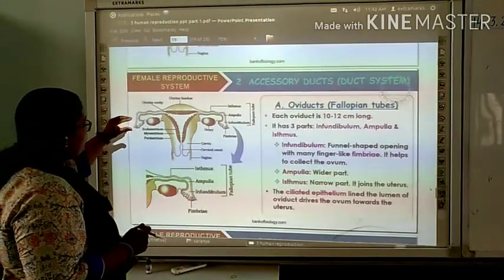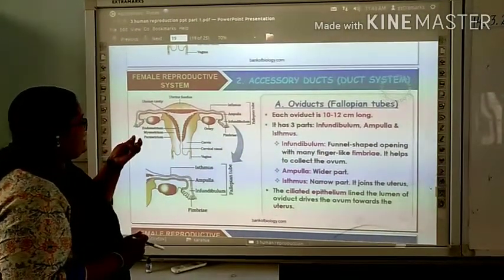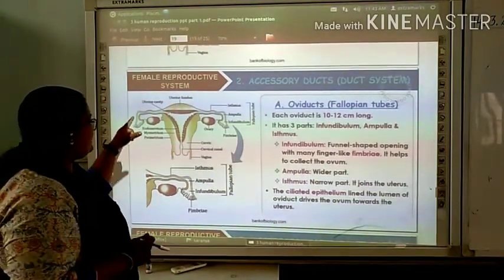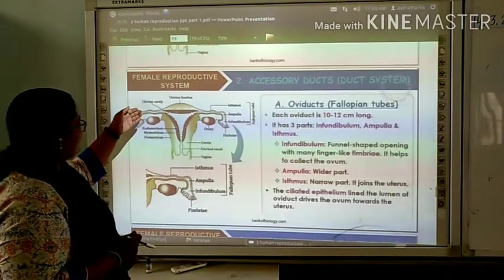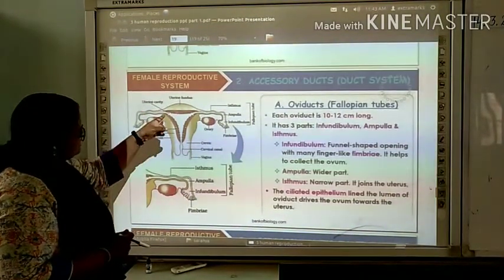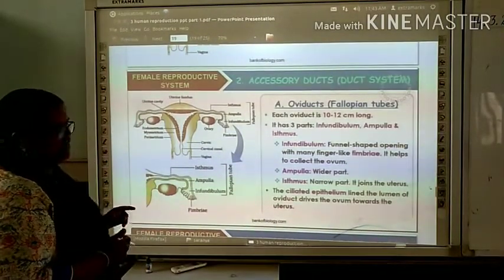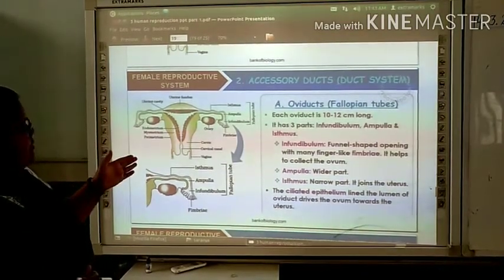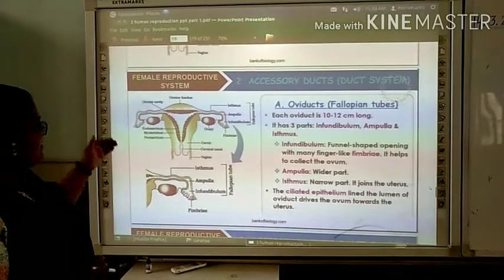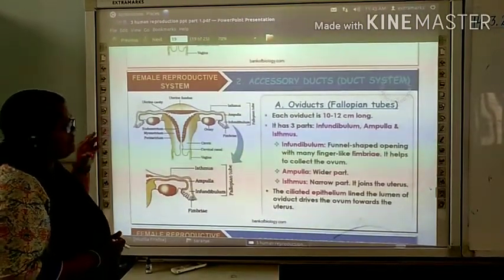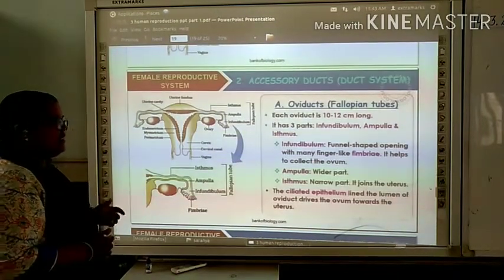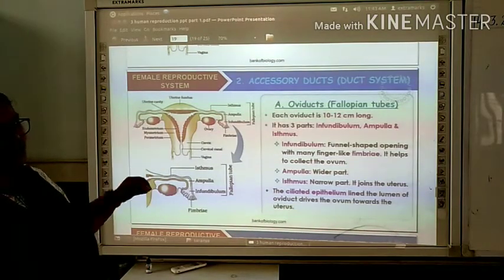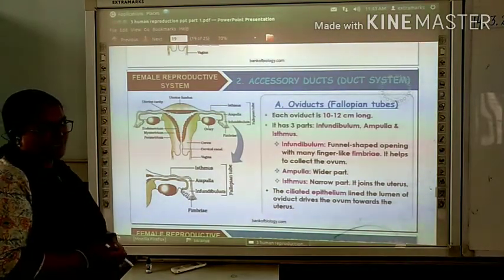The first part, here you can see a finger-like part which is called fimbriae, and there is a shorter part which is called the infundibulum. After this there is the ampulla part, and the last part of the fallopian tubule is called the isthmus. So mainly we can say three parts: infundibulum, ampulla, and isthmus, and at the tip there is a finger-like projection called the fimbriae. In some books it says there are four parts, but frankly, we can simply say that the fallopian tubule is divided into three parts: infundibulum, ampulla, and isthmus.